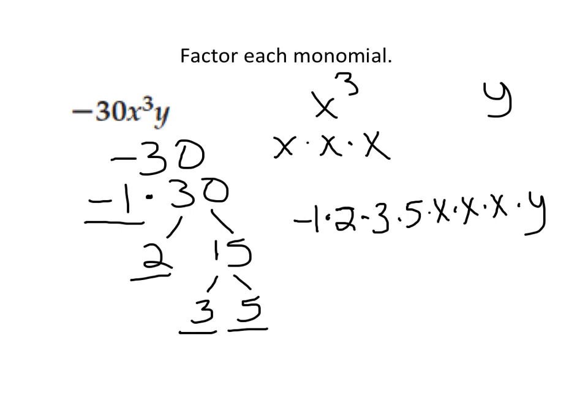Alright, now let's combine all 3 parts. We have the prime factorization of negative 30, remembering to keep the negative 1, times 2 times 3 times 5. Factorization of x cubed: x times x times x, times y. Ladies and gentlemen, we have factored the monomial.